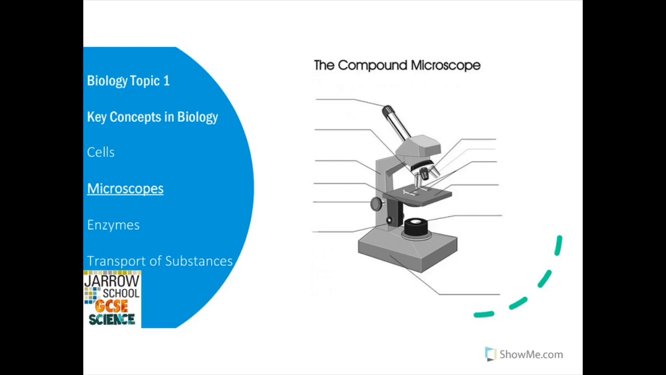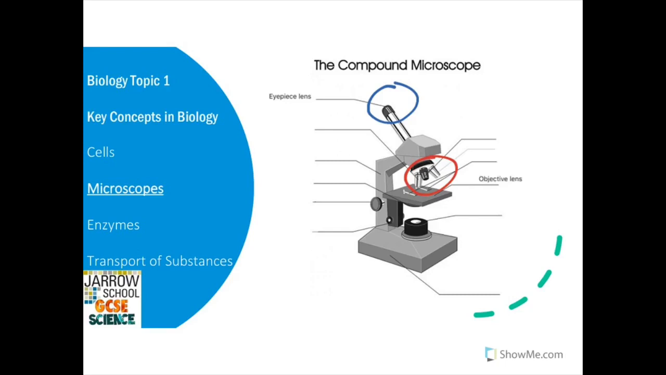So the 2 main parts of the microscope that you really need to know about are the 2 different lenses. So at the top here, you've got the eyepiece lens, and at the bottom, nearer the object you're looking at, you've got the objective lenses.